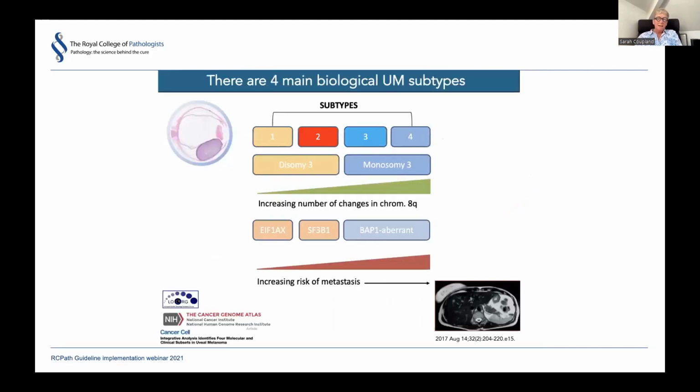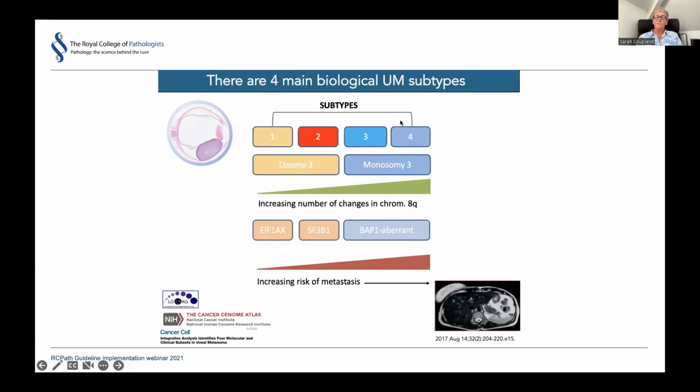So the Cancer Genome Atlas was a study which was published in August 2017, and this information has been fed into the data set of 2021. And essentially, uveal melanomas can be divided into 4 biological subtypes. And this is on the basis of the status of chromosome 3, whether monosomy 3 is present or not, and whether an inactivating mutation of BAP1 is present.